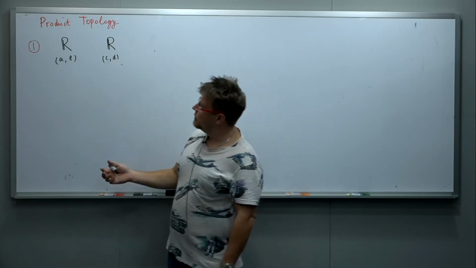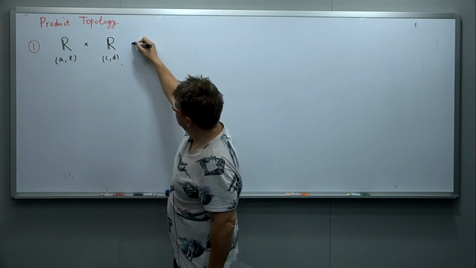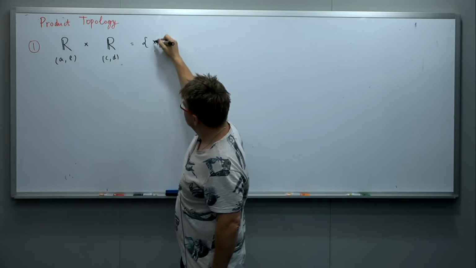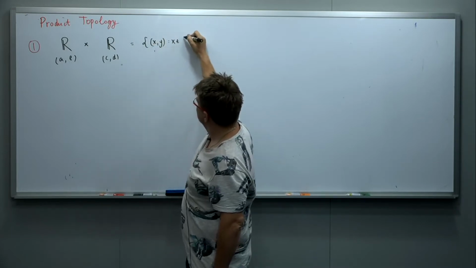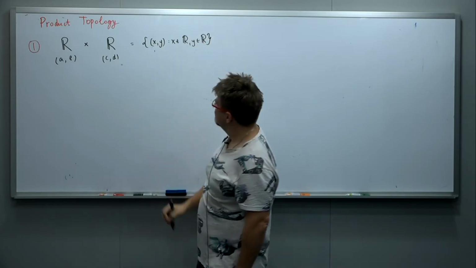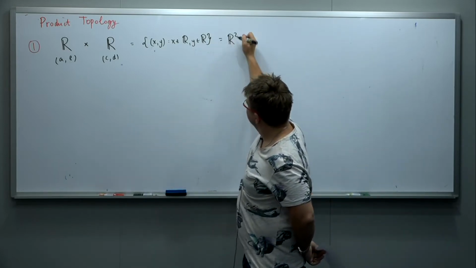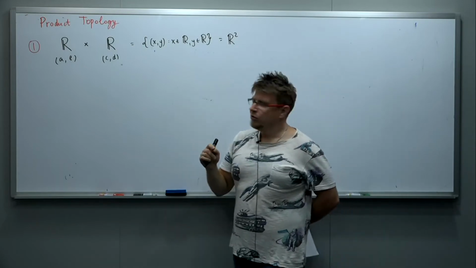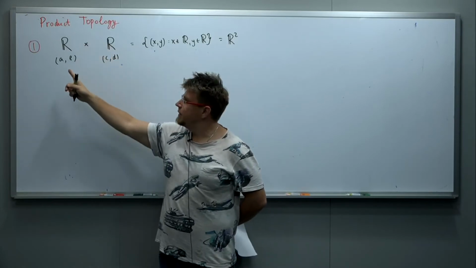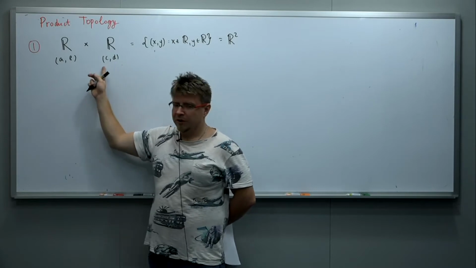So what is the product topology? By definition, the product topology is going to be the set of all pairs X, Y, where X belongs to R and Y belongs to R. But this is, of course, just R2. So what is the topology on R2? The product topology tells us that the basis of this topology is going to be the set of all products of intervals.